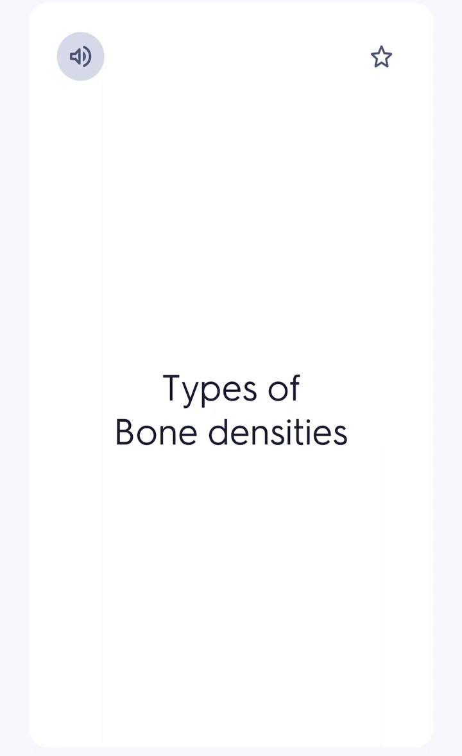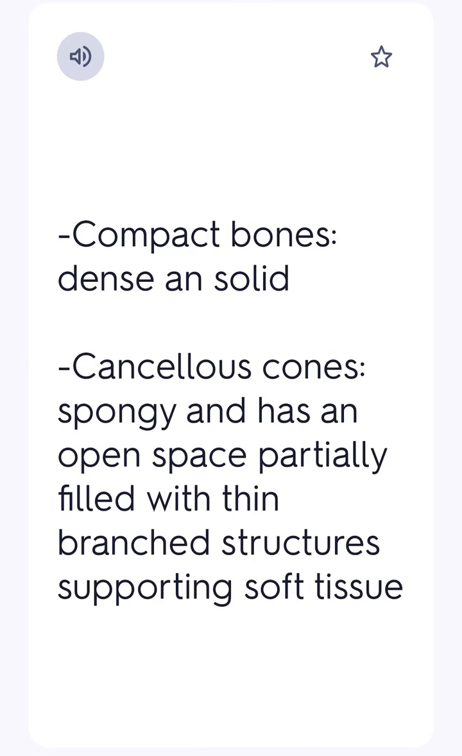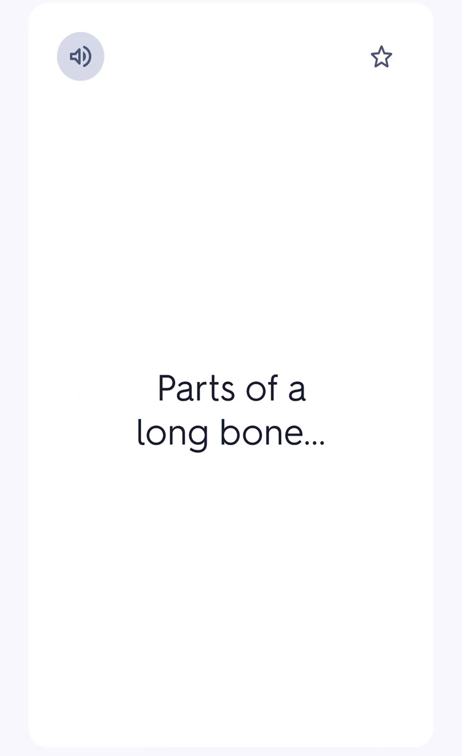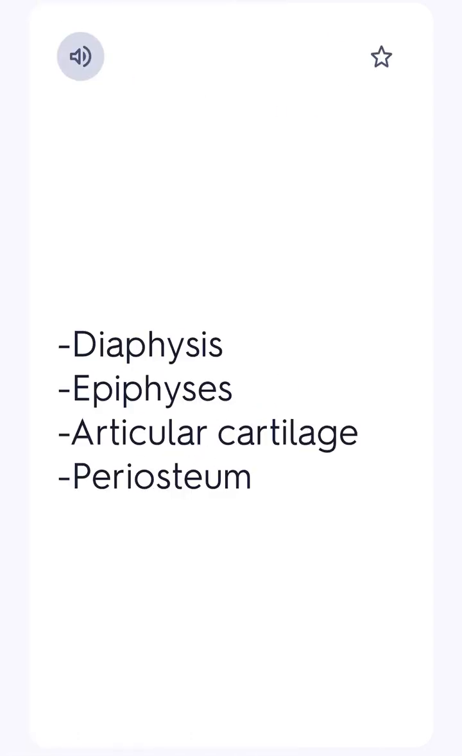Types of bone densities: compact bone, dense and solid; cancellous bone, spongy and with open spaces partially filled with thin branched structures supporting soft tissue. Parts of a long bone: diaphysis, epiphyses, articular cartilage, periosteum.